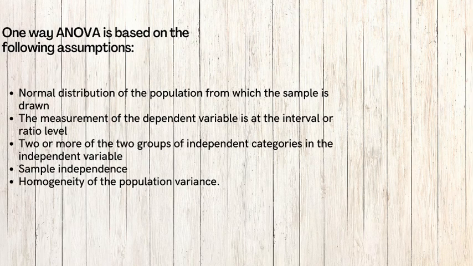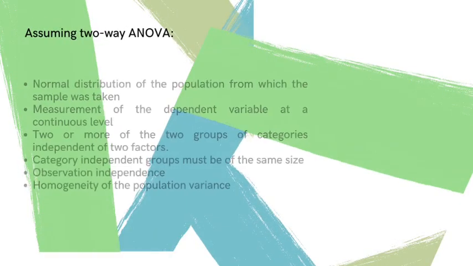One-way ANOVA is based on following assumptions. First, normal distribution of the population from which the sample is drawn. Second, the measurement of the dependent variable is at the interval or ratio level. Third, two or more groups of independent categories in the independent variable. Fourth, sample independence. And fifth, homogeneity of the population variance.